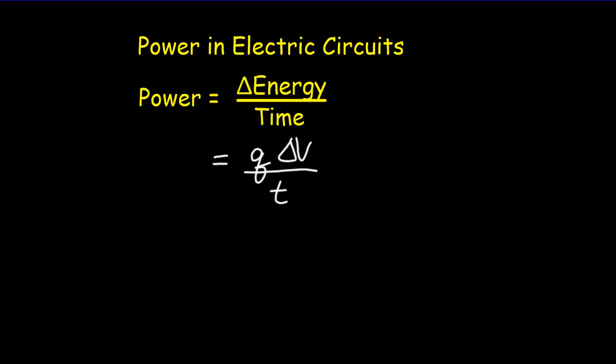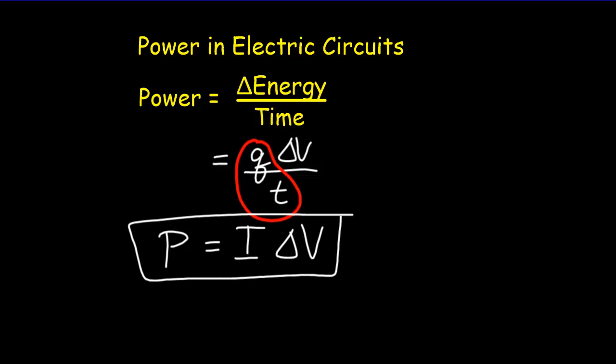Now if I associate the Q and the t together, charge per unit time is simply the current by definition, and therefore I get the expression that power is equal to I times delta V. So if I've got an element in a circuit and I know the current going through it and the voltage across it, I can calculate how much power that device is using.